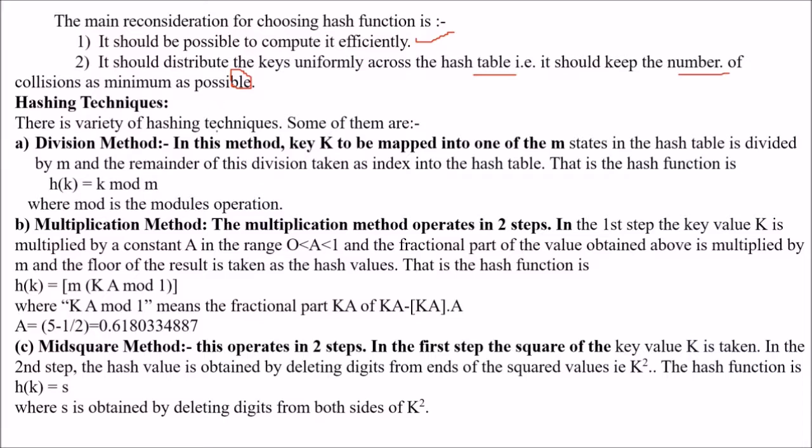There are a variety of hashing techniques. Let us see the division method, that is k mod m. In this method, the k keys are mapped to one of the m slots.